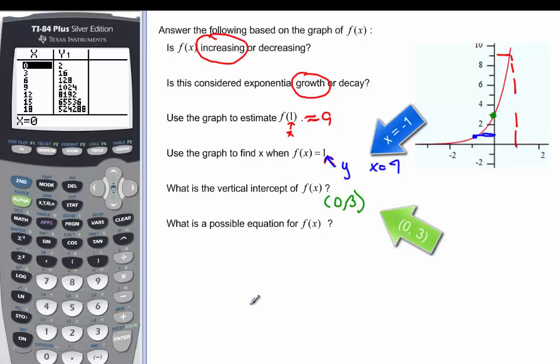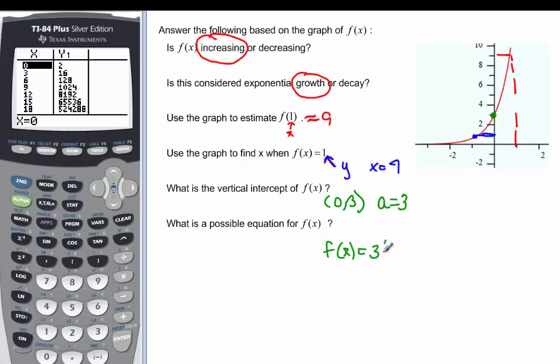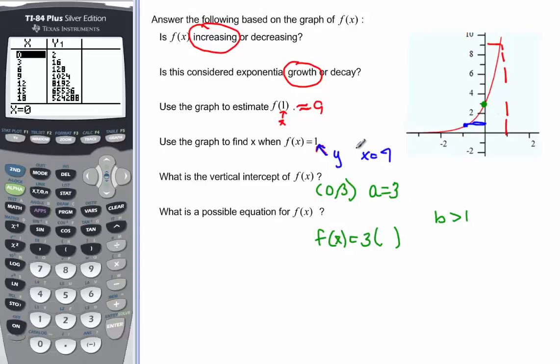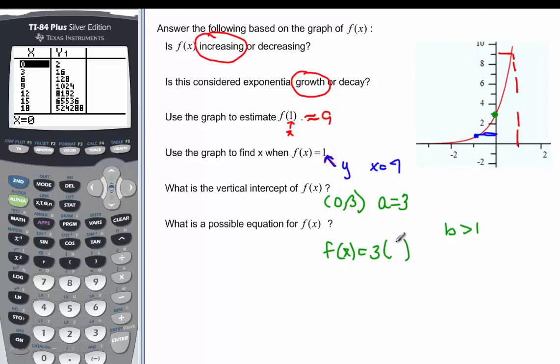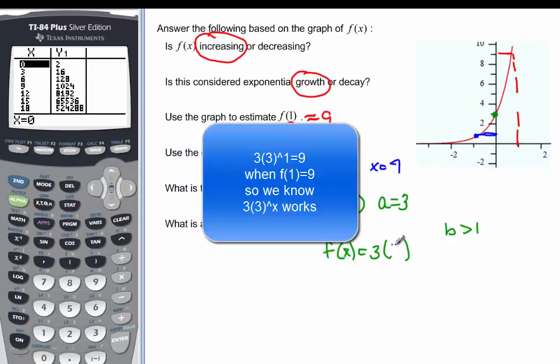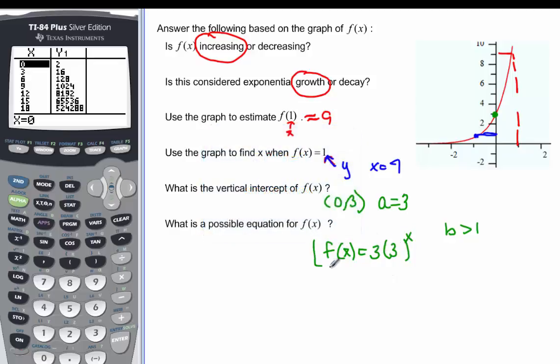So now we need to write a possible equation for f of x. Well, remember that the y-intercept is our a, so a in this case is going to be equal to 3. So now we at least know that f of x is equal to 3 times something. We have to figure out what that something is. We know that b is greater than 1 because we're increasing here, and if f of 1 is equal to 9, that meant that it was 3 times 3 to the first. So I think the base is going to be 3, so we'll say 3 times 3 to the x. And that would be my function.